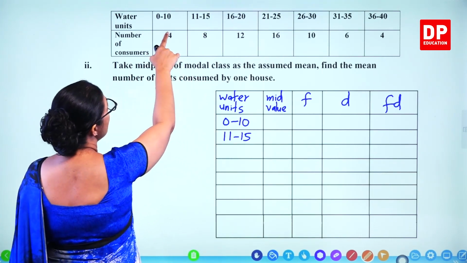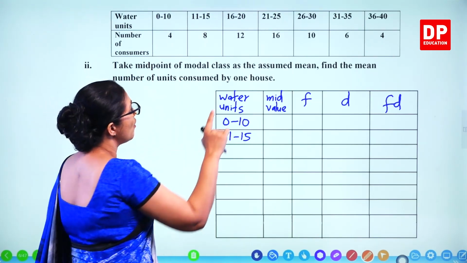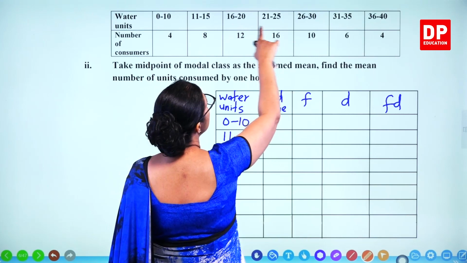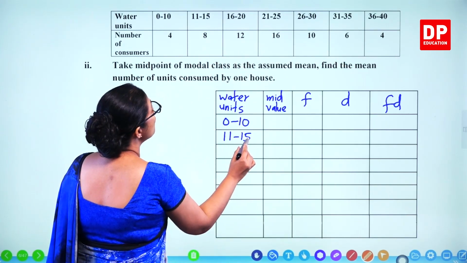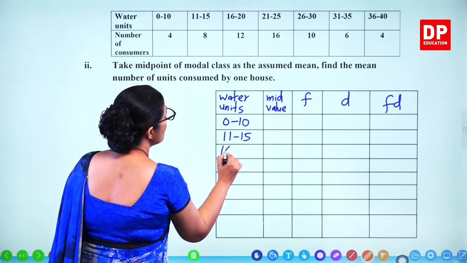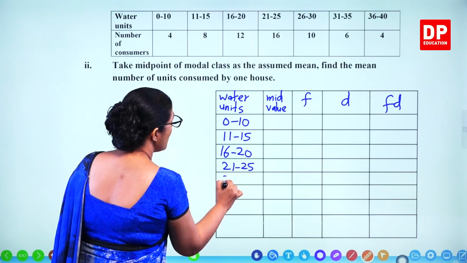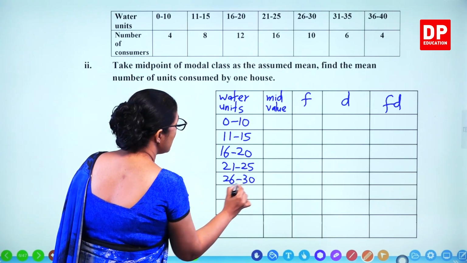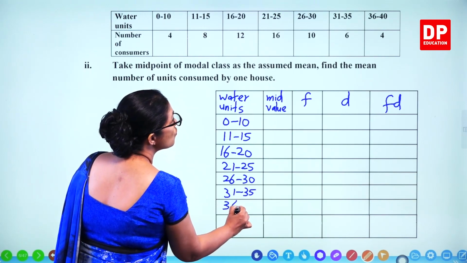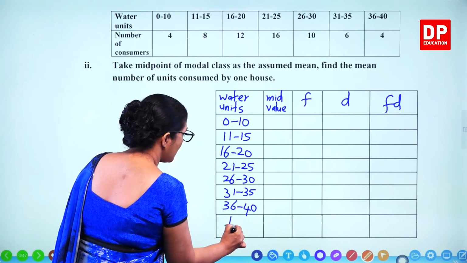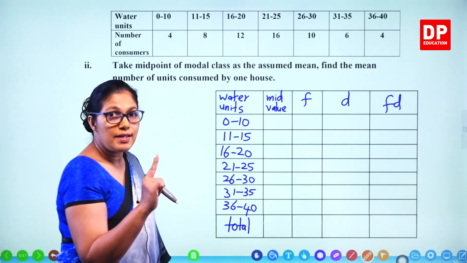Here the widths are not the same, but you can find out the frequency. Here all the other values are the same. So 11 to 15, 16 to 20, 21 to 25, 26 to 30, 31 to 35, 36 to 40. And we need the total. What's the mid value? Add and divide by 2.